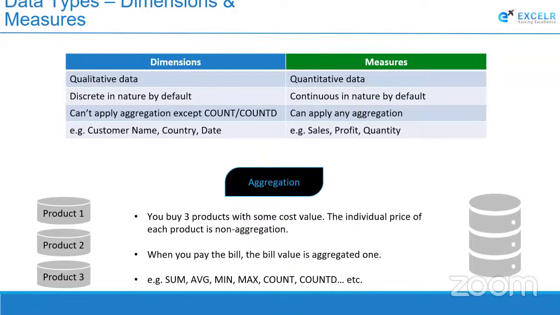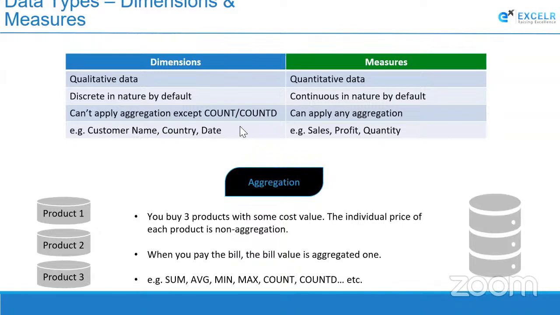For example, the product name, the product group, the product hierarchy. These become qualitative data. These are discrete in nature, which means it's not continuous. For example, let's say the names of the students over here. It's discrete. If you plot it, it's not continuous. As I told you, you cannot apply any aggregation function except count and count distinct, right?